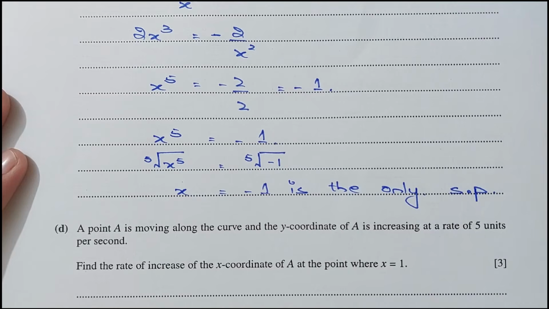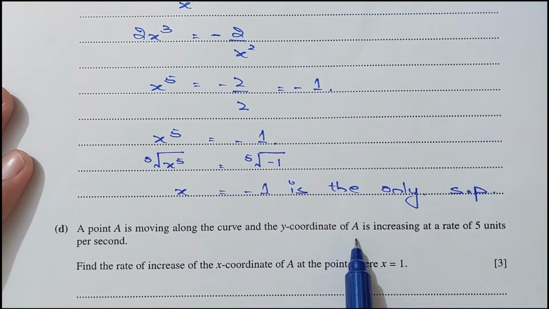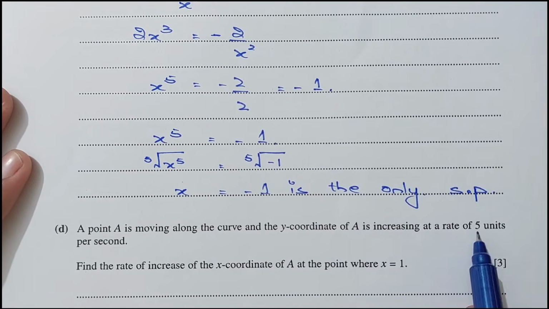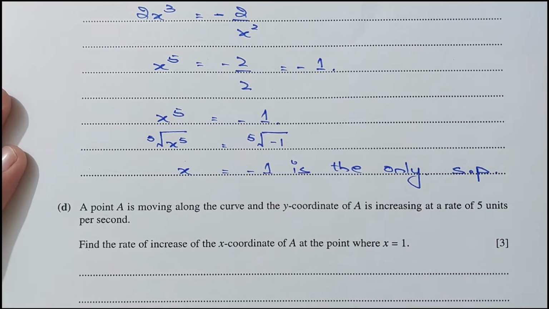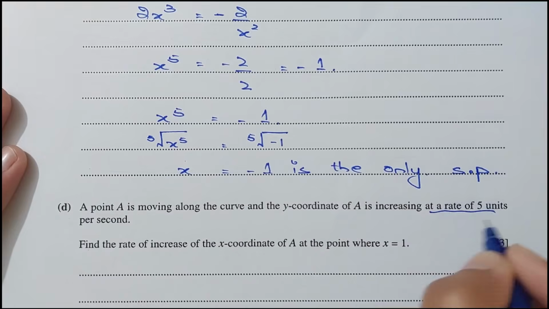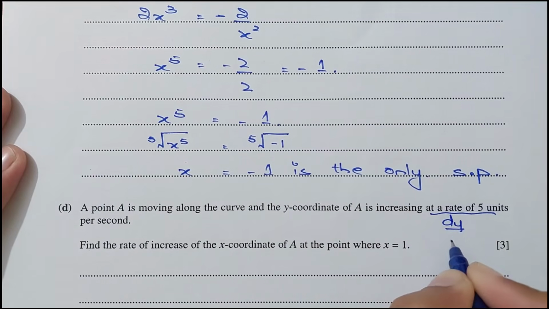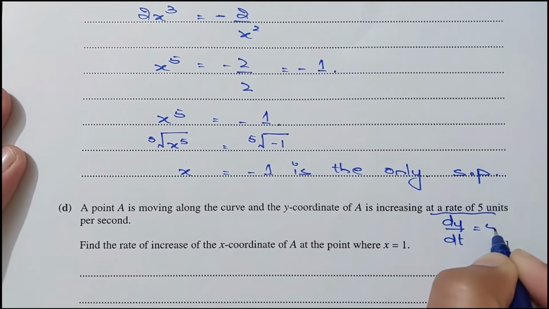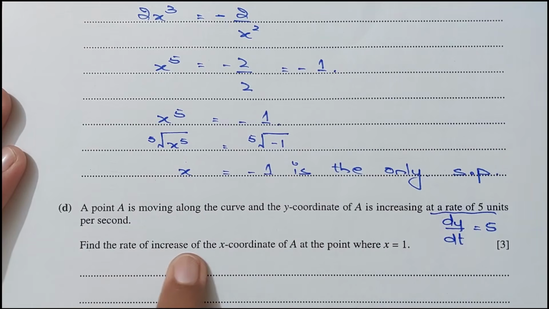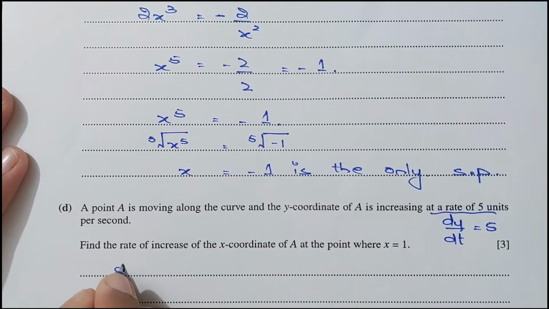Now for part D, a point A is moving along a curve and the y coordinate of A is increasing at the rate of 5 units per second. So point A is moving along the curve, and the y coordinate of point A is increasing at a rate of 5 units per second. So this means dy over dt is 5. Find the rate of increase in the x coordinate of A. We have to find dx over dt at the point x equals 1.